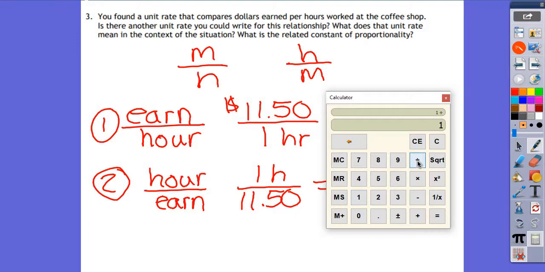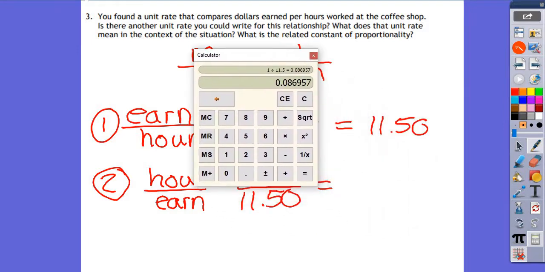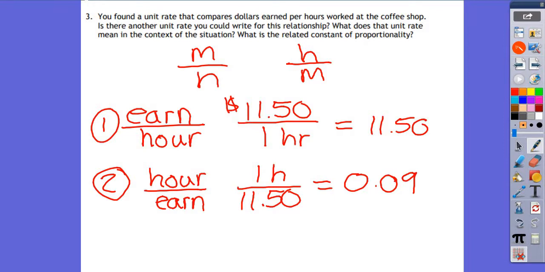So 1 divided by 11.50 is 0.0869. Let's do 2 decimal places. So 0.09. The 8 gets rounded up to a 9. So there are 2 unit rates. One we had already found. The second one we got by flip-flopping.